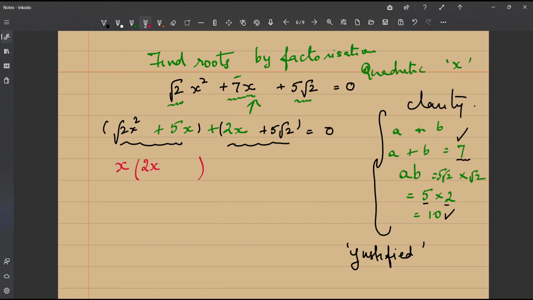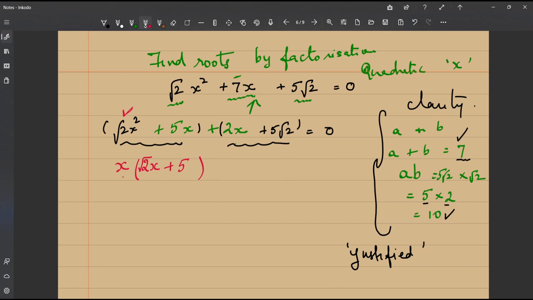So x is factorized, and what is written within the brackets is root 2x, not 2x. Because root 2x multiplied by x gives you the first term, root 2x squared, and root 2x plus 5, because 5 into x gives you 5x. And now coming to our second group, as soon as we look at it, we can't find anything common between them.